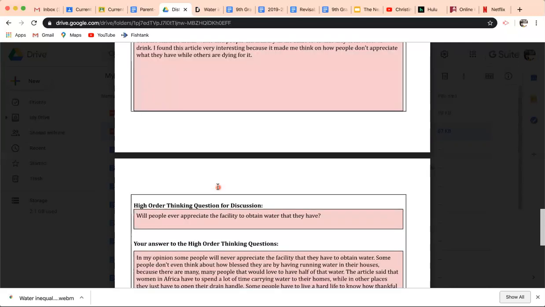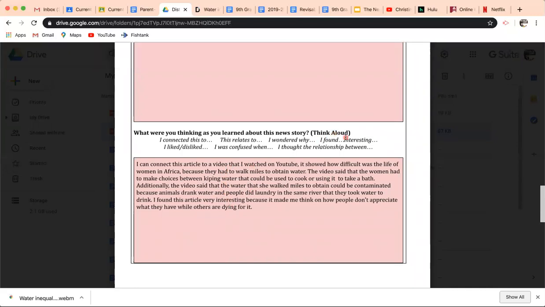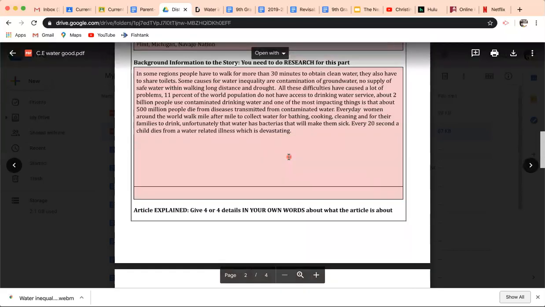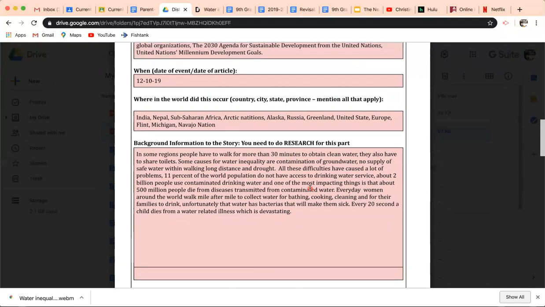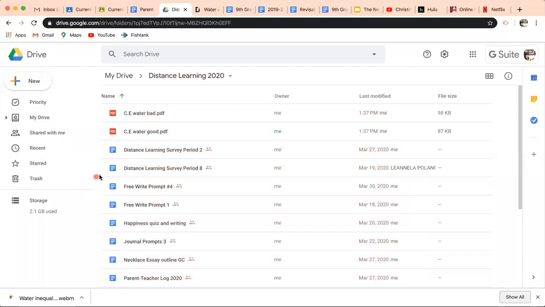Again, well developed, very nice connection here, very nice think aloud. I really like to look at your think alouds. Okay, so that is something I look at because it's your own thoughts. Make sure you do a good job with that. Good job explaining and background information. I'm going to go look at another example of a less well-developed current events submission.